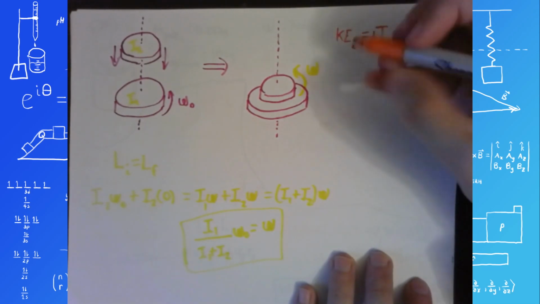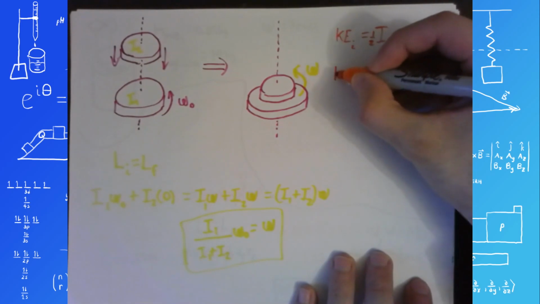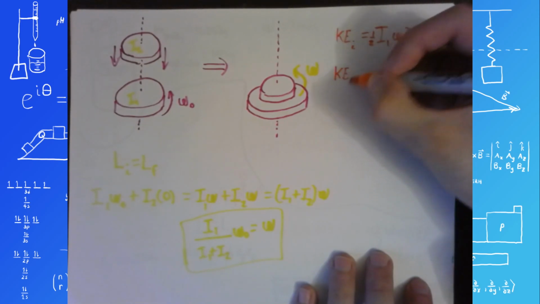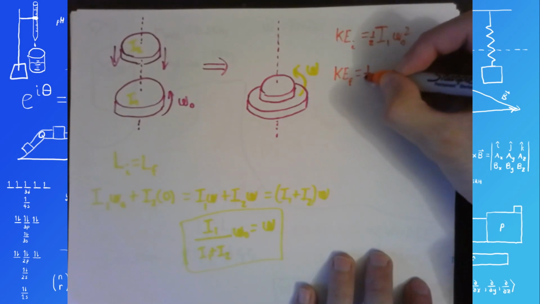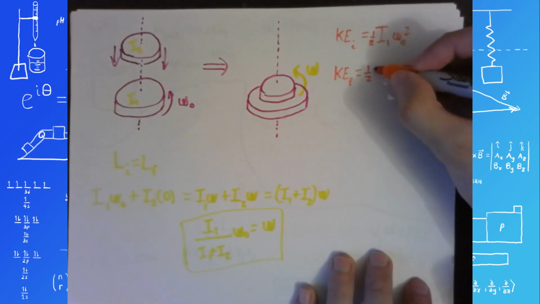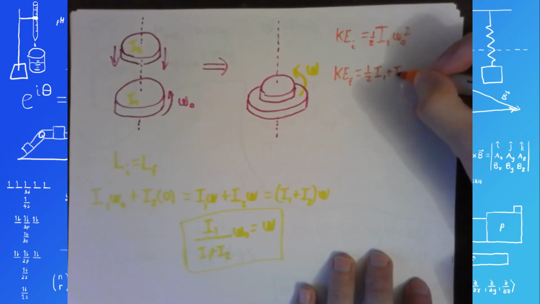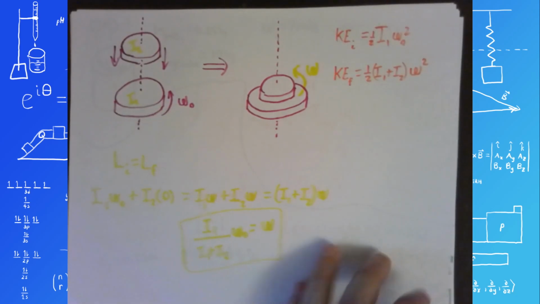And that's it. In the final state, kinetic energy final is equal to 1/2 (I1 plus I2), both of them essentially move as a single unit, times their angular speed of omega squared.